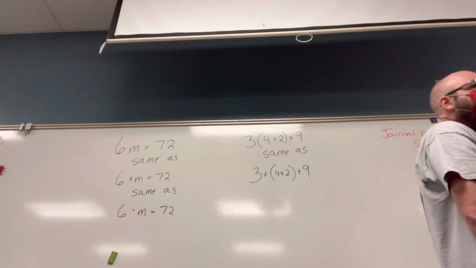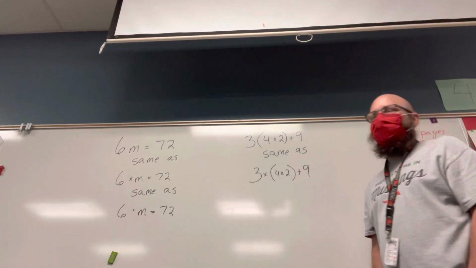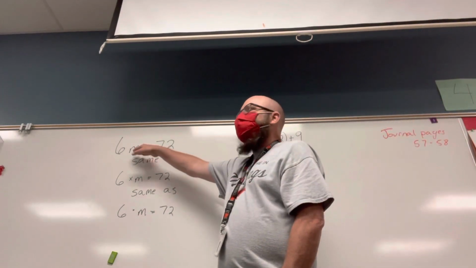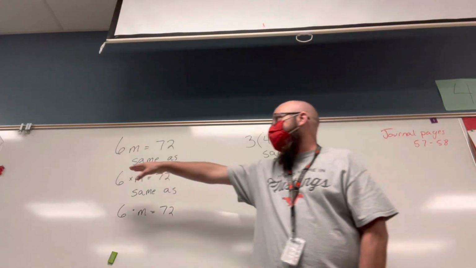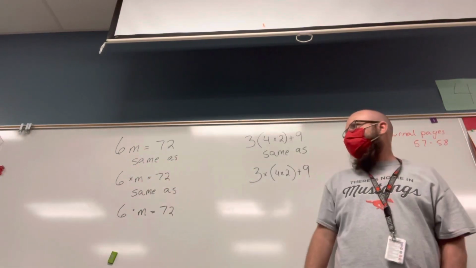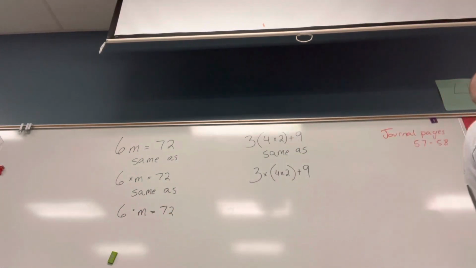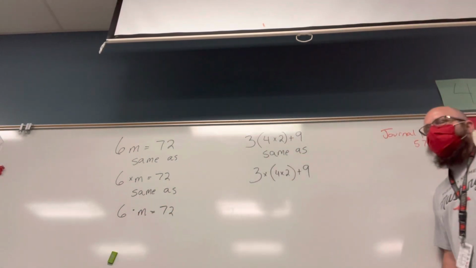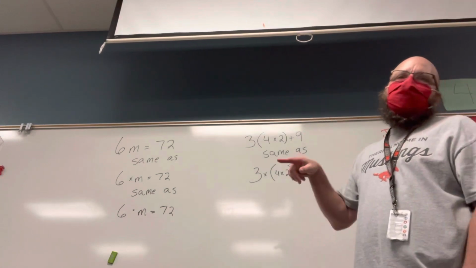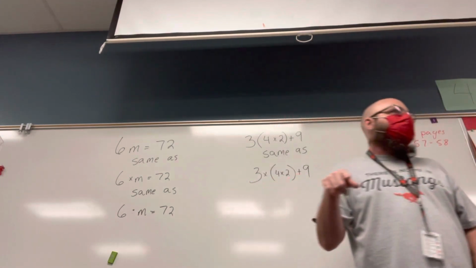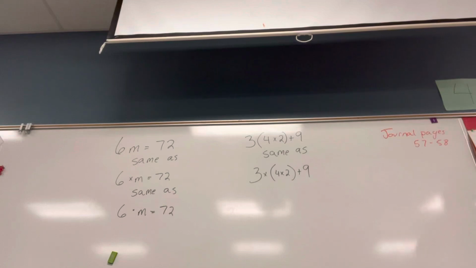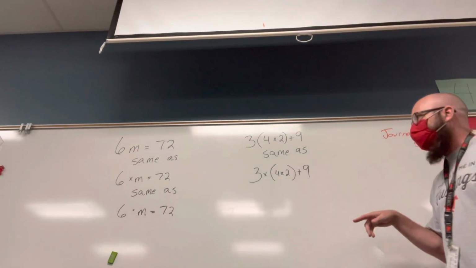Well, if you have a number and a letter side by side, that just means you multiply. So 6M equals 72 is the same as saying 6 times M equals 72. And you might see the multiplication sign written as a dot, because as you move into using variables, X becomes a variable quite often. And so they'll put the dot in there so it doesn't look like 6 times X, because that's crazy looking.